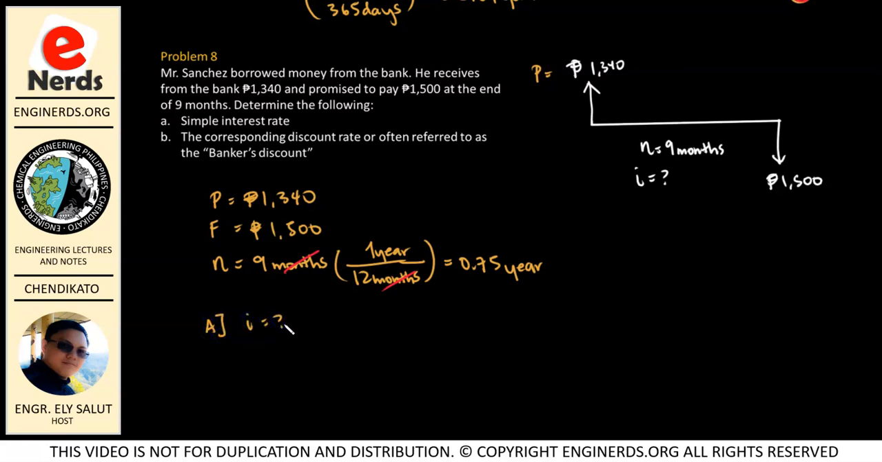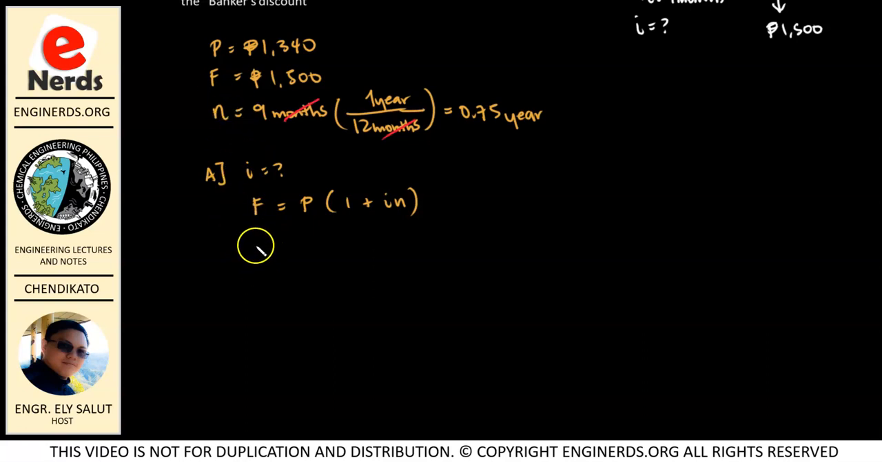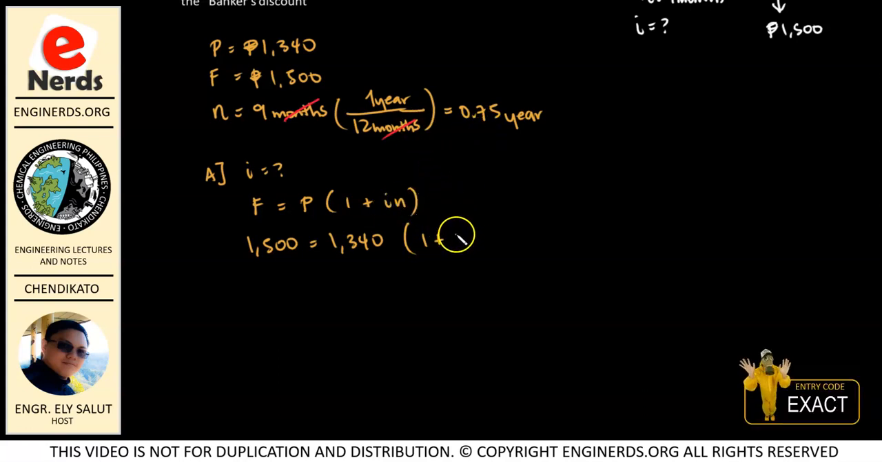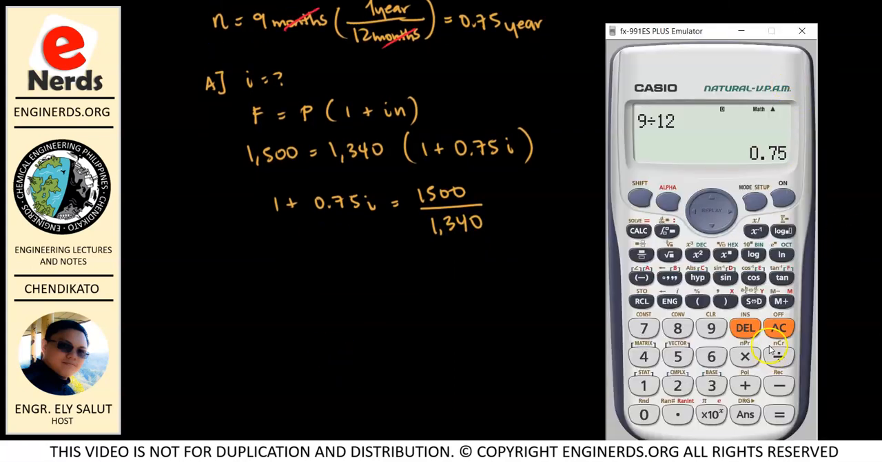Now we need to solve the simple interest rate, so we need to find I. Our formula is F equals P times 1 plus I N. We need to get I. Our F is 1,500, equal to our P, which is 1,340, times 1 plus 0.75i, since our N is 0.75. To make it easier, let us divide 1,500 by 1,340. We have 1.1194.